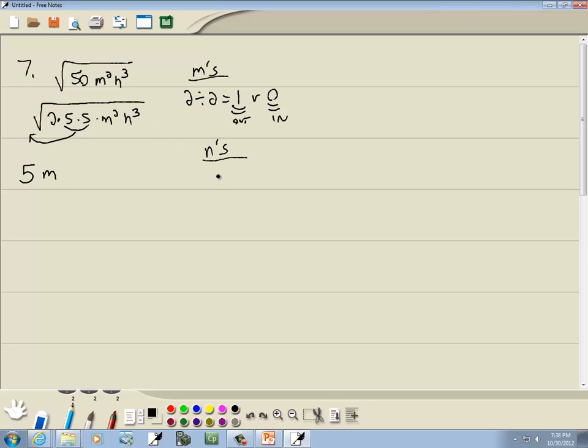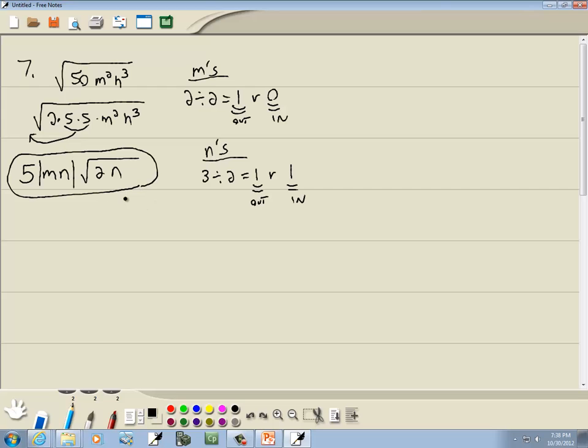Now the n's. We have a third power there, so we take 3 and divide by our index, which for a square root is 2. So we get 1 with a remainder of 1. This is how many n's come out, and this is how many stay in. So we're going to have 1 n come out. Number-wise, we still have that 2 in there, we have 0 m's inside, and we have 1 n inside. Now, we cannot have a negative number come out of a radical with an even index, so again we have to put absolute value bars around the mn. That'll ensure that whatever comes out is positive. And that's our answer.